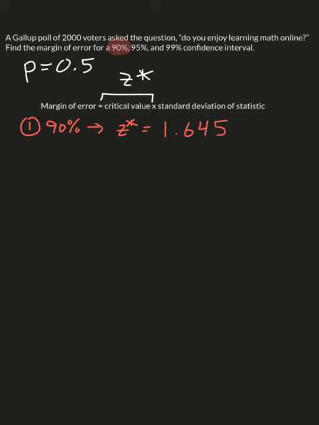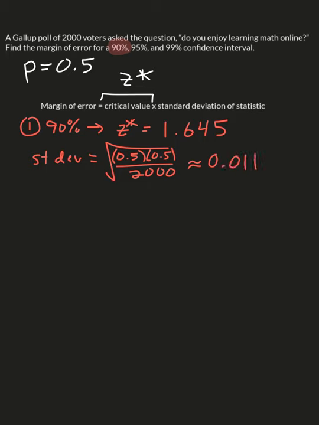Next, we need to calculate the standard deviation of the statistic. So again, we're using 0.5 to represent the population proportion. So the standard deviation is the square root of the probability of success times the probability of failure, both are 0.5, divided by the sample size, which is 2,000. And using my calculator, that is approximately 0.011.